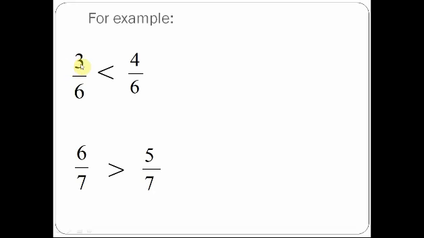For example, 3/6 and 4/6. I have here the same denominator, so I look at my numerator and the bigger will be the greatest. 4 is bigger than 3. That means 3/6 is smaller than 4/6. Another example: 6/7 and 5/7. I have the same denominator, so the bigger numerator is the greatest. The bigger numerator here is 6, so 6/7 is bigger than 5/7.